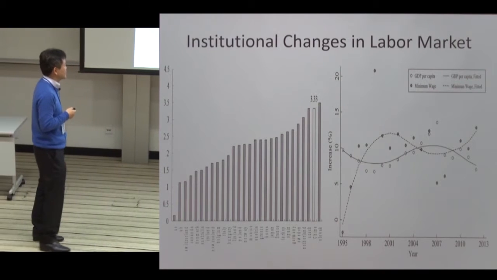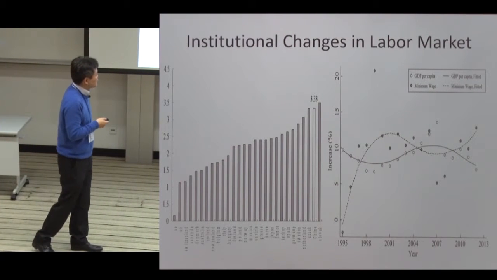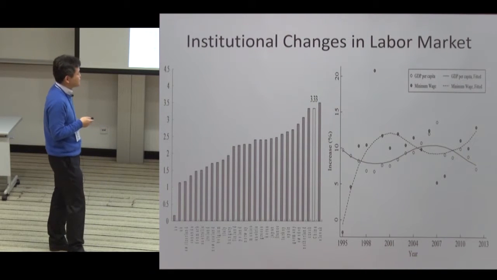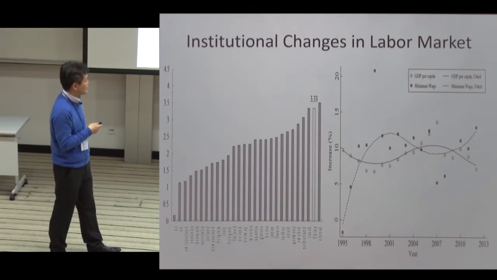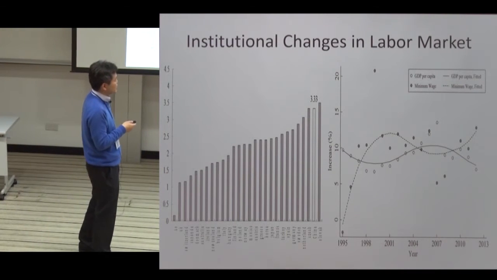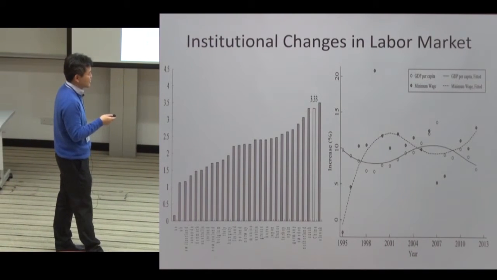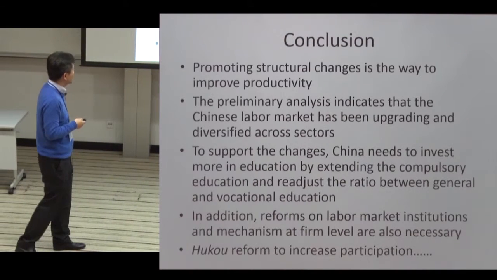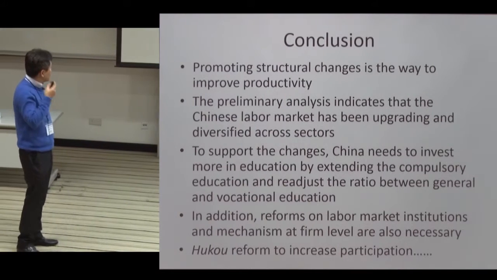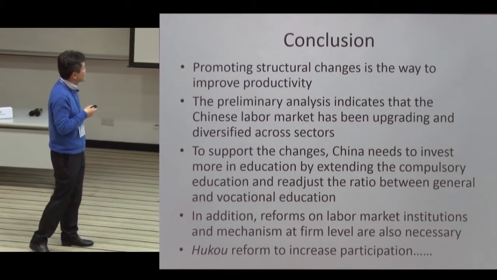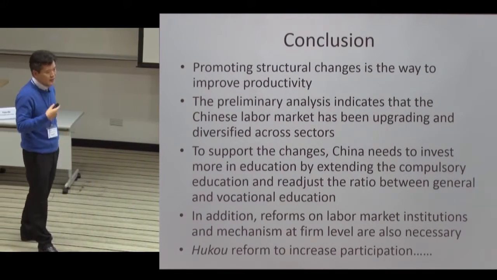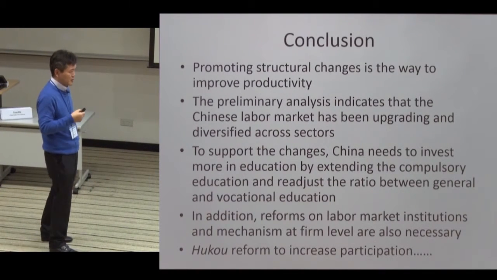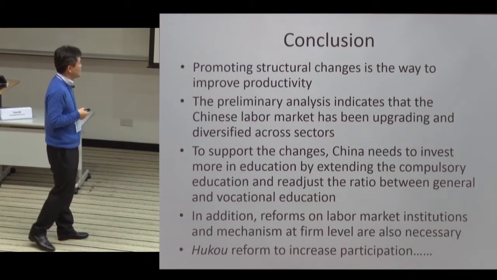employment protective. And also you can see the minimum wage institution. Minimum wage increased quite fast in the past few years compared to the GDP growth. So the idea here is that promoting structural change is, I think, a necessary way to improve productivity and to help China avoid the middle income trap.